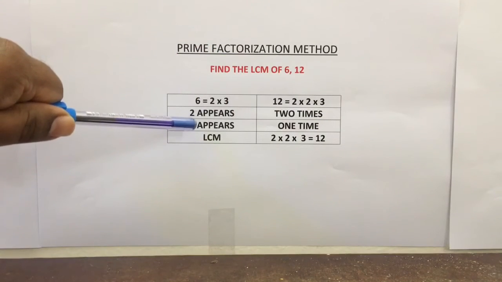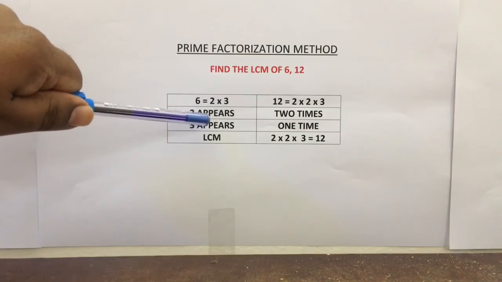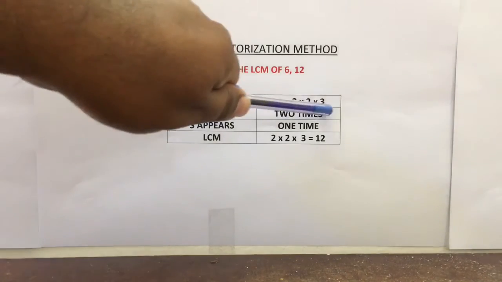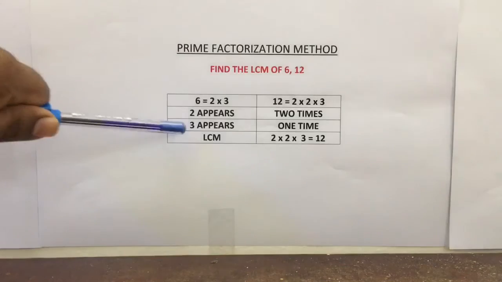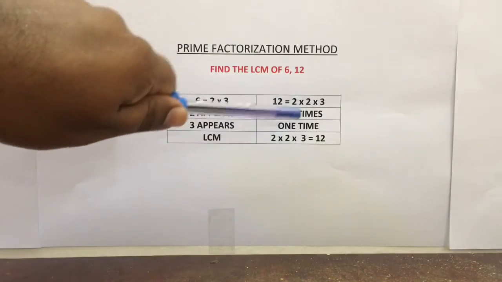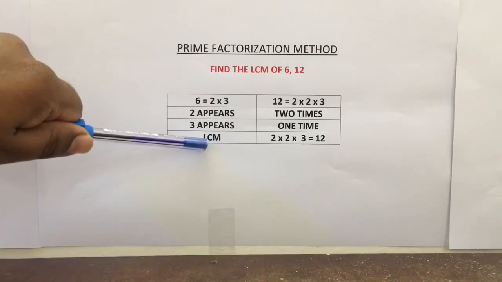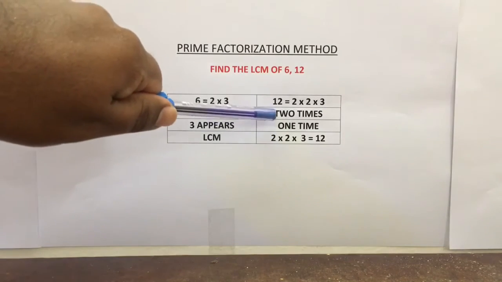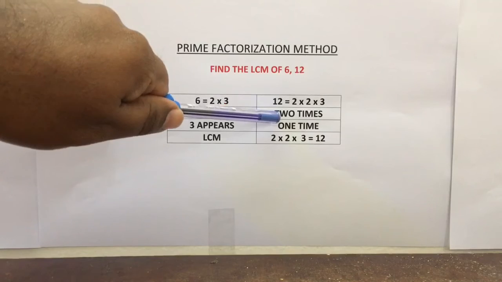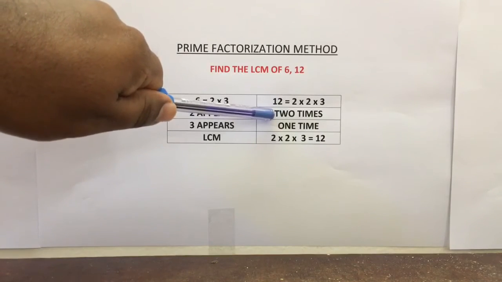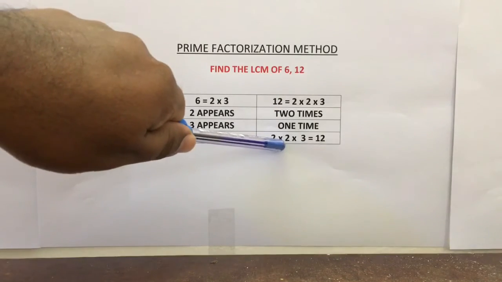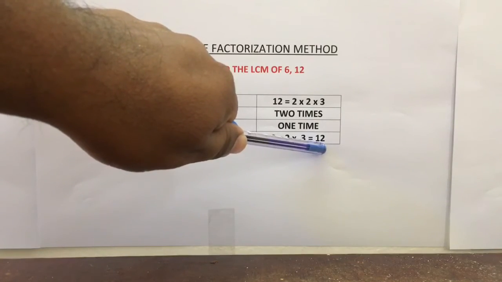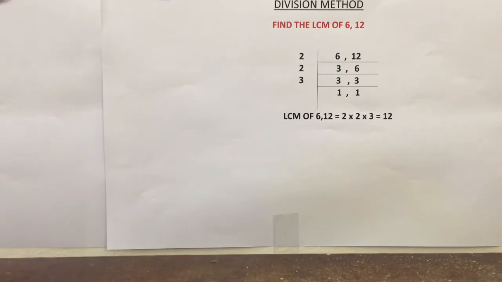Next I check the second prime number, that is 3. 3 appears here one time, here also one time. So 3 appears one time only. So for the LCM you have to multiply each prime number the maximum number of times it appears. That is 2 into 2 into 3, that is equal to 12. Next method is the division method.